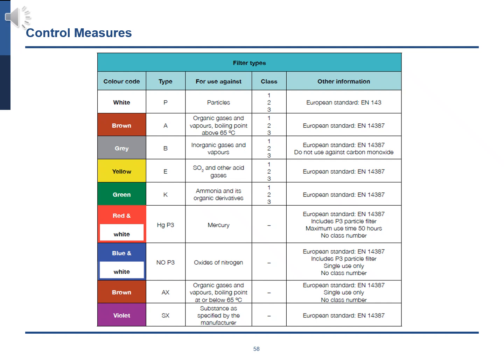Green, K4 ammonia and its organic derivatives. Classes 1, 2, 3. Complies with EN 14387. Not for use against carbon monoxide.